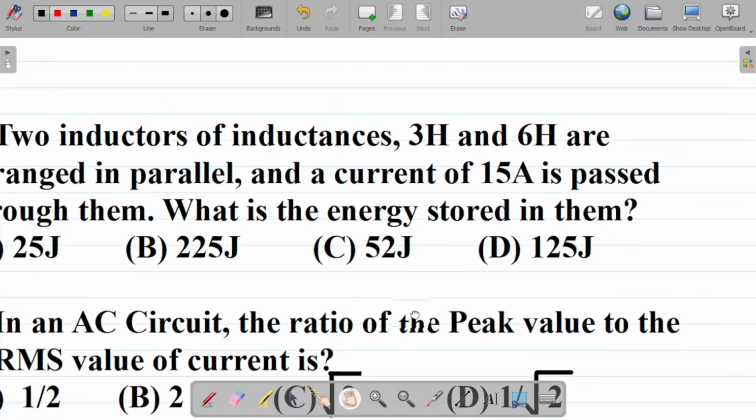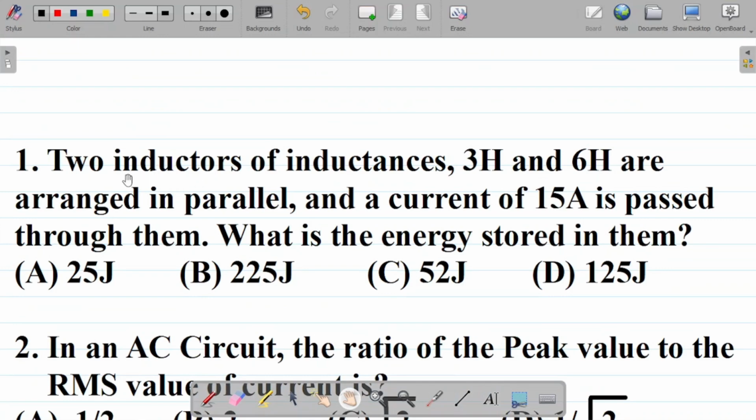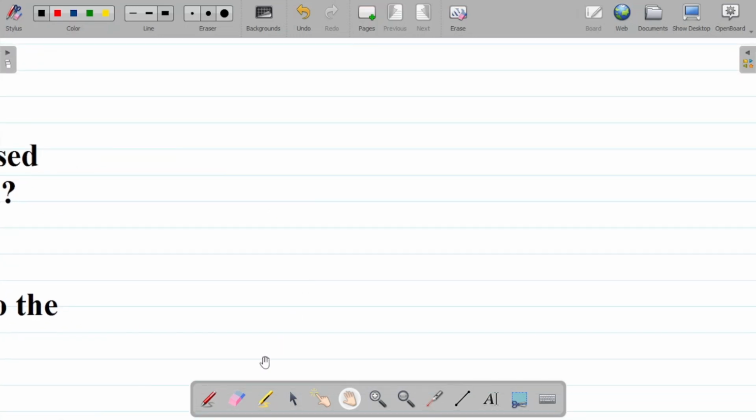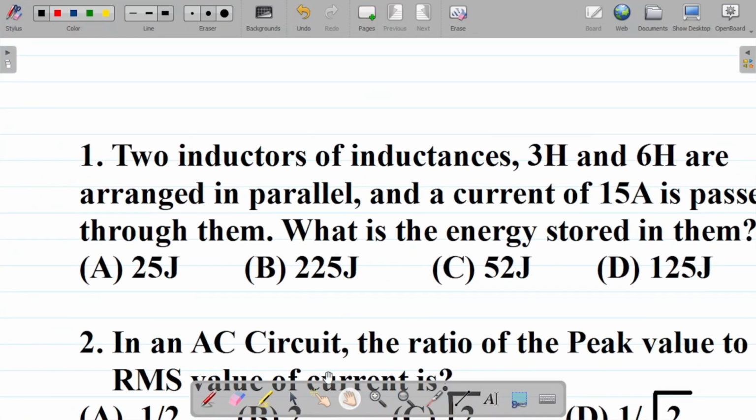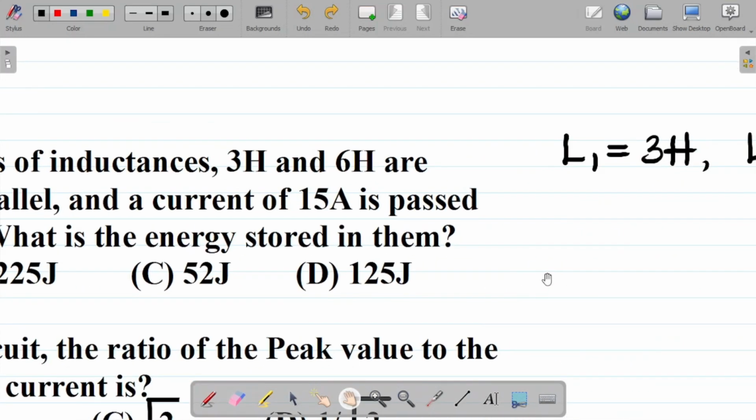Now, the first thing to identify here is that in question one, you are given two inductors with inductances 3 Henry and 6 Henry. And when it comes to AC circuit, inductance is L. So we can have L1 as being equal to 3 Henry, and then we're given L2 as being equal to 6 Henry. Okay. Now they said they are arranged in parallel. As you can see here, they are arranged in parallel. Our task here would now be to get the value of inductors in parallel.